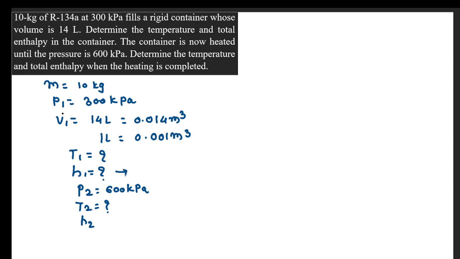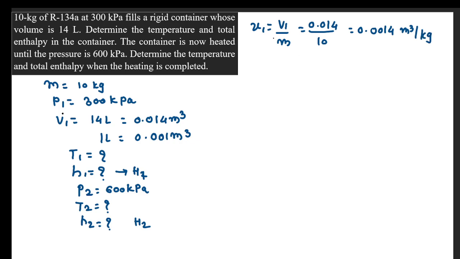Total enthalpy we need to find, so we need to find H1 and H2. Initially we find the specific volume V1. V1 is equal to volume divided by mass, so it will be 0.014 divided by mass 10 kg, which comes around 0.0014 meter cube per kg.